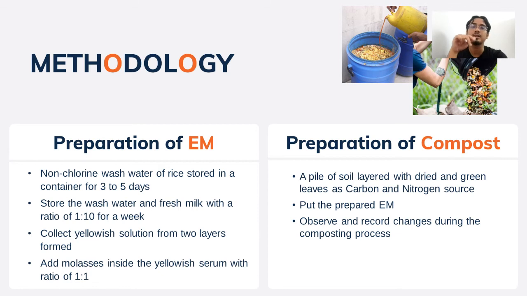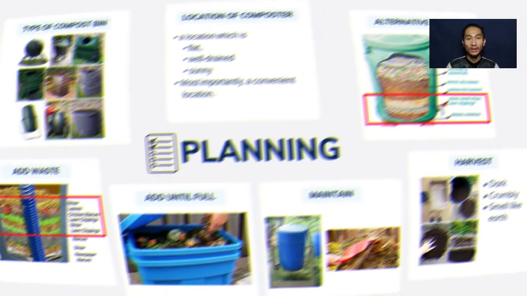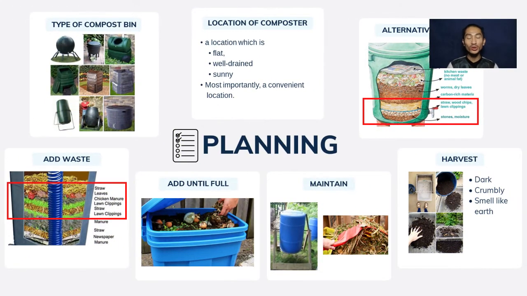And after the mix had been done, observe and record the changes that could occur during the composting process. Okay, next I will continue on planning. So there are 7 steps in planning for the compost.